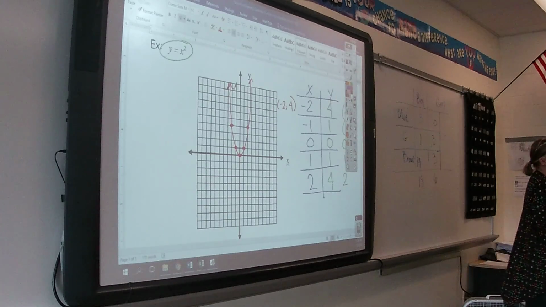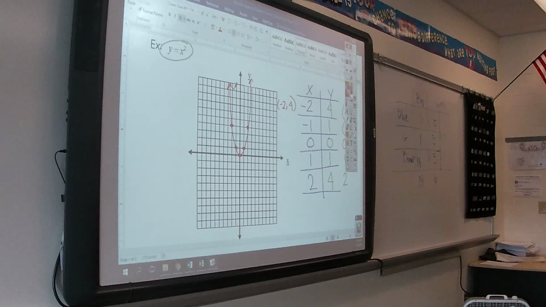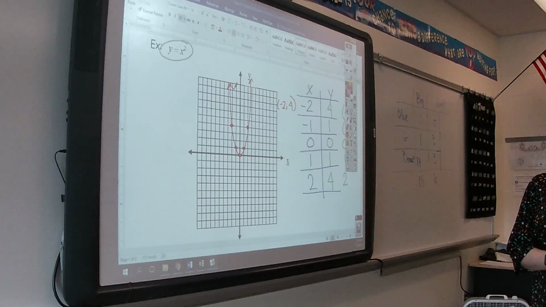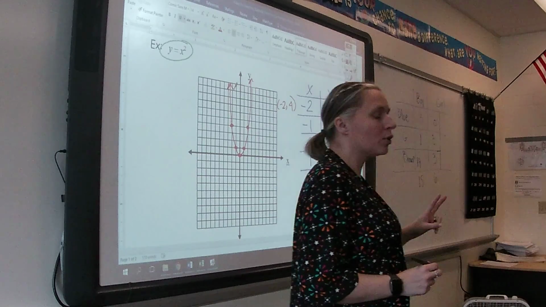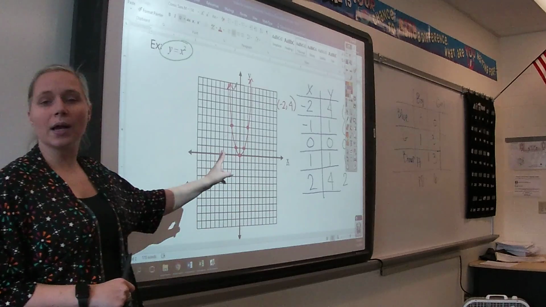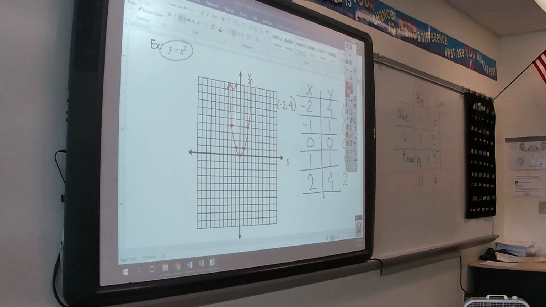So here's what we need to agree with right now. We should agree that a quadratic is something with a degree of 2. When we graph it, we get a U-shaped graph called a parabola, and that we can plug in points to get a graph. Do we agree with all those statements? Any questions about that?